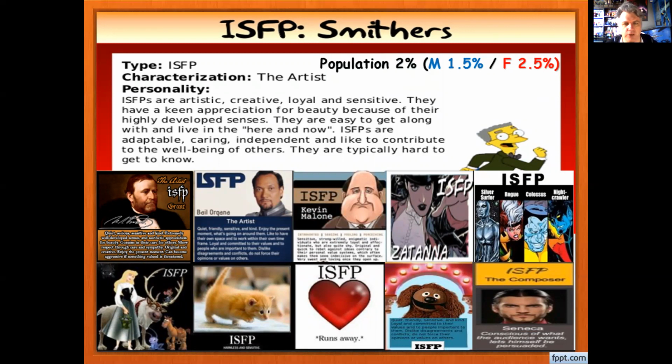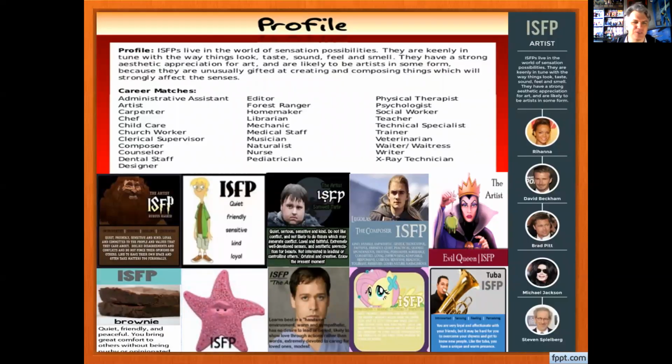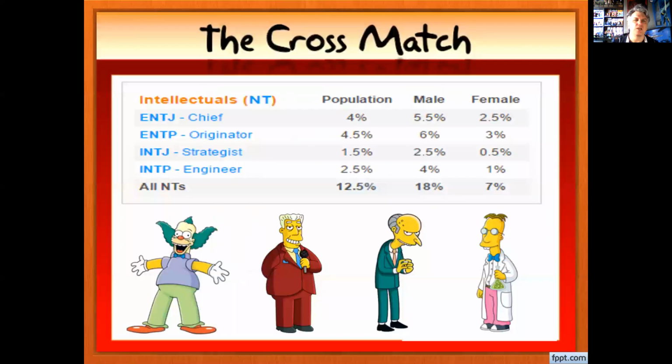Then you've got the ISFPs, which are the artists in the situation. Artistic, creative, loyal, sensitive, keen appreciation for beauty, but again, very introverted folks there as well. Live in a world of sensational possibilities. And again, you'll take a look at these characters and you'll see how they're pretty similar to one another. A Rihanna, very much like a Michael Jackson. It's kind of interesting.